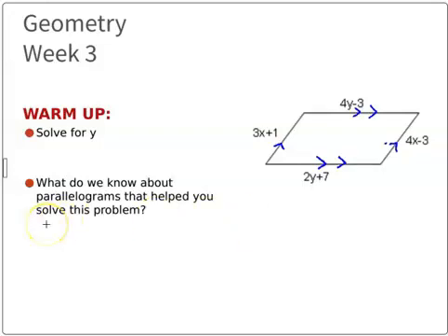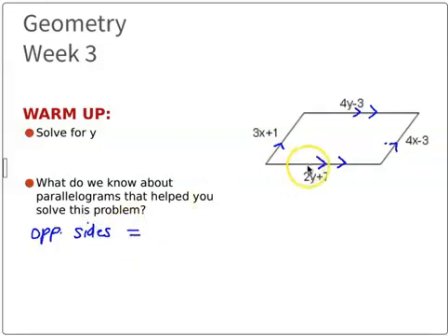All right, so what do we know about parallelograms that's going to help us solve this problem? We already talked about one of the things we know, which is that opposite sides will be parallel. That's not going to help us solve this problem. What else do we know about parallelograms? We know opposite sides are congruent. Opposite sides will have the same measurement. So opposite sides are going to be equal.